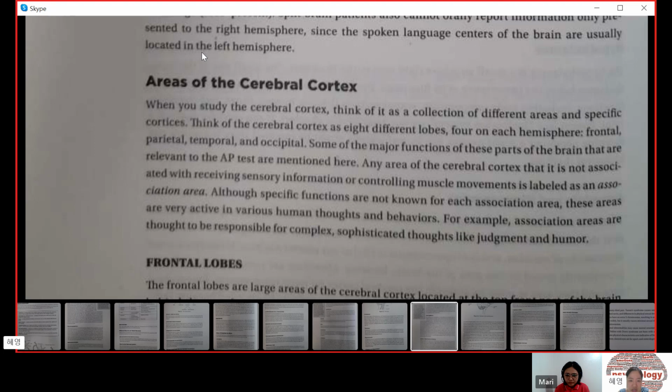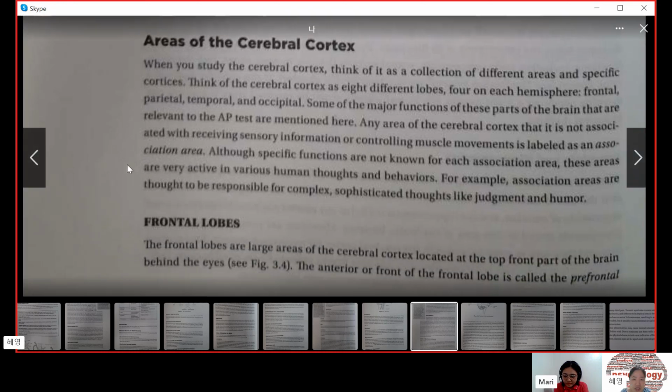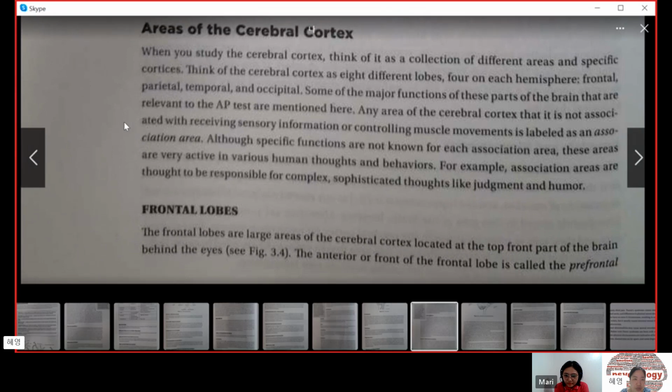Although specific functions are not known for each association area, these areas are very active in various human thoughts and behaviors. For example, association areas are thought to be responsible for complex, sophisticated thoughts like judgment and humor.